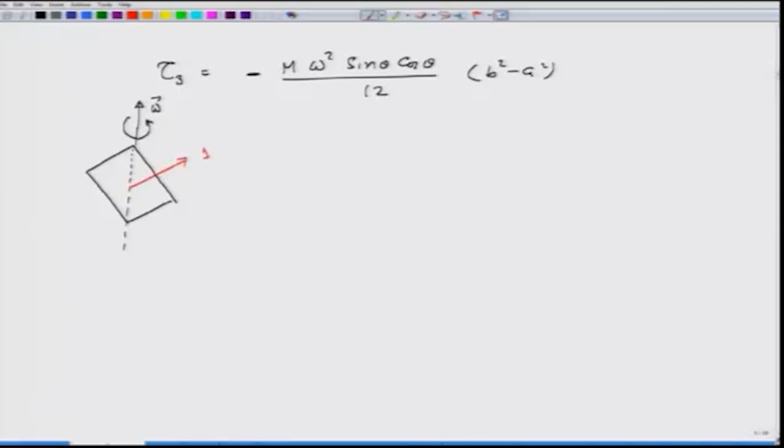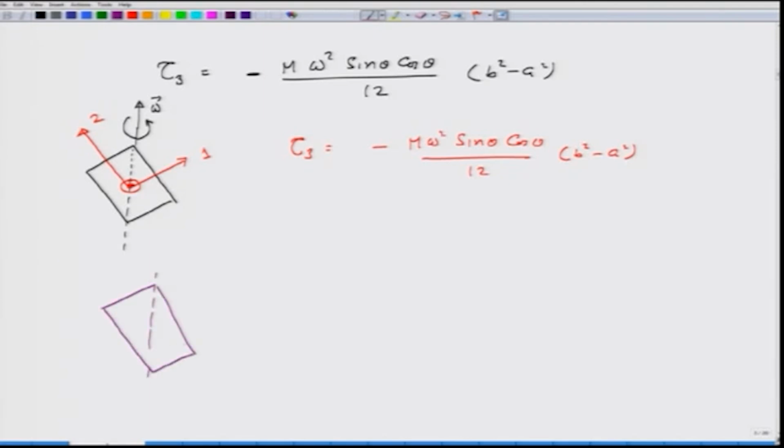This is axis 1, this is axis 2, and this is 3. 3 is coming out. So, tau 3 is actually going in. So, tau 3 is minus m omega square sin theta cosine theta over 12 (b square minus a square), and it is going in.